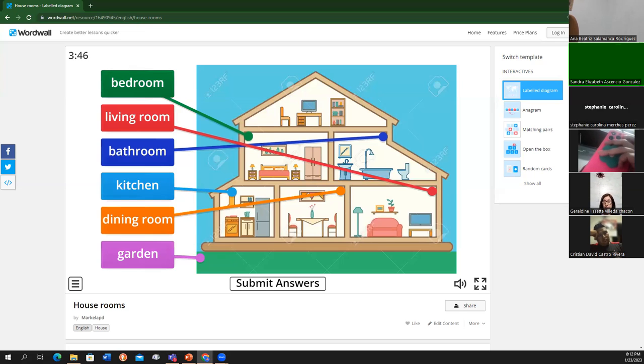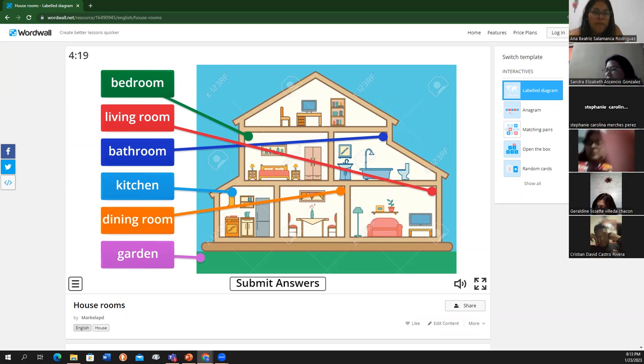¿Hay una pregunta a alguien más, Jenny? You can use, do you have a living room in your house? Or you can ask, does your house have a garden, for example? Jenny? Sorry. ¿Me podría repetir? Hágale una pregunta a un compañero acerca de su casa.